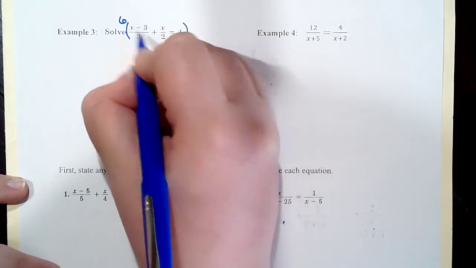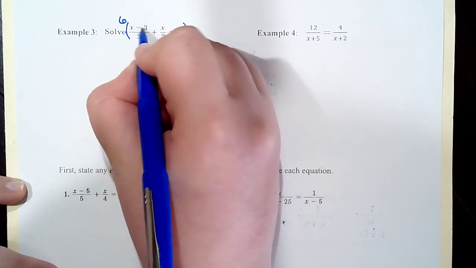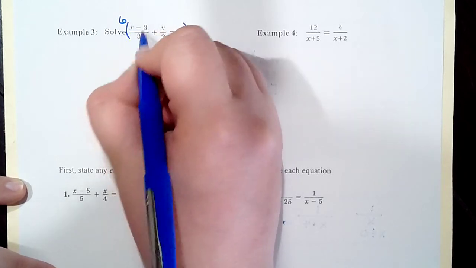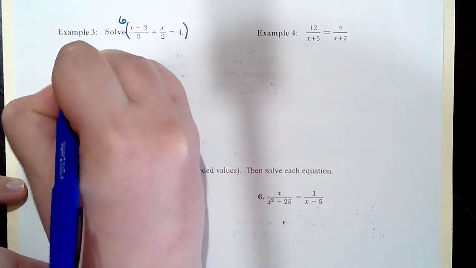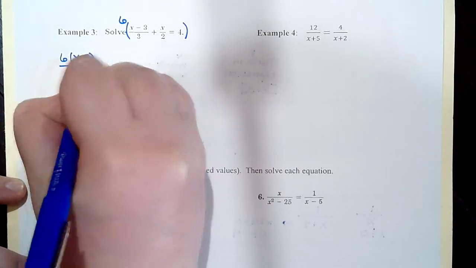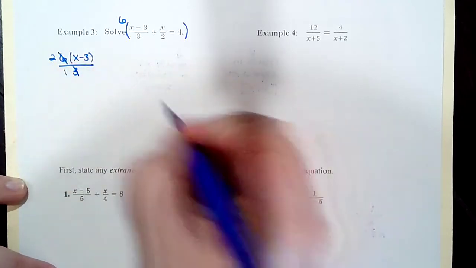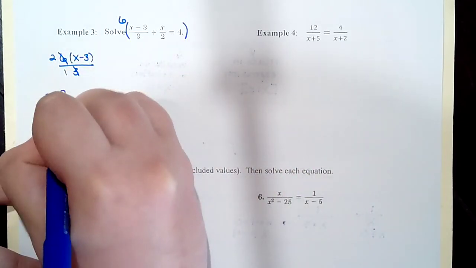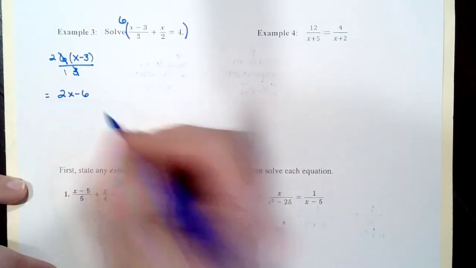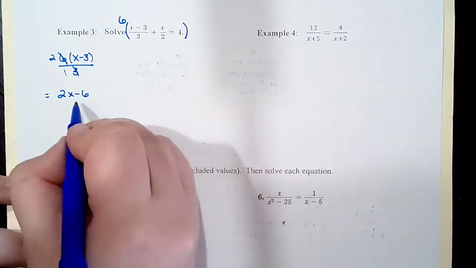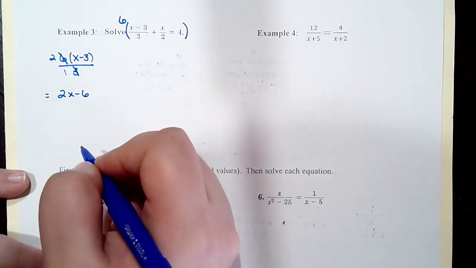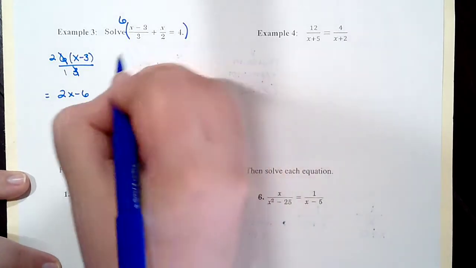By doing that, I get 6x minus 18 over 3. When I reduce that, this becomes a 2 on top and a 1 on bottom. So I get 2x minus 6 over 1. We want it to be over 1 because that gives us one line to work on.